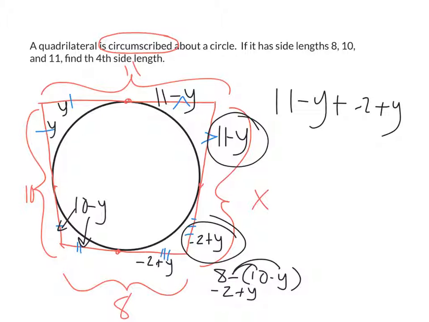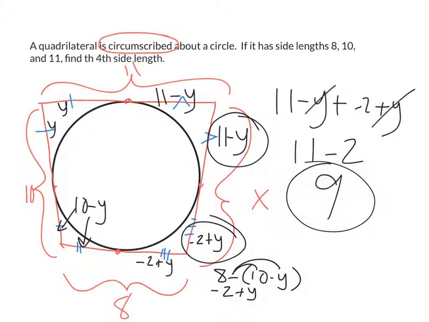Think about why that makes sense. If I have two lengths of segments that create the entire segment, I could just add them up. I know the y's are scary. It looks weird with the variables. This is very mathy math. But think about the general idea. We're adding two segment lengths together to get the full thing. These cancel out. I'm left with 11 minus 2, which equals 9. So 9 would be my fourth side length.